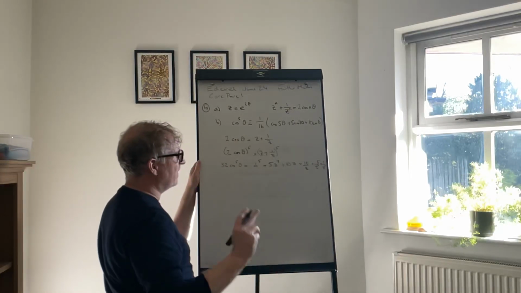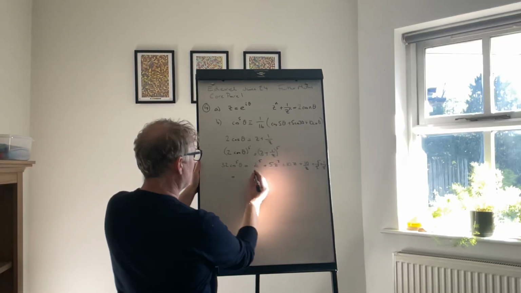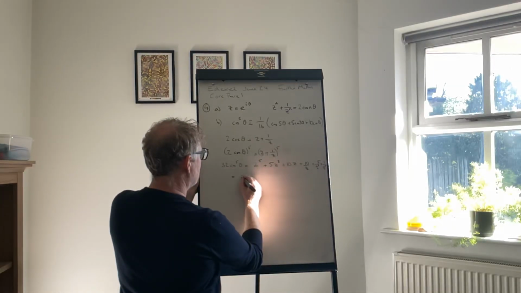Brilliant. Okay, we're now going to group these together: the z to the 5 and the plus 1 over z to the 5.